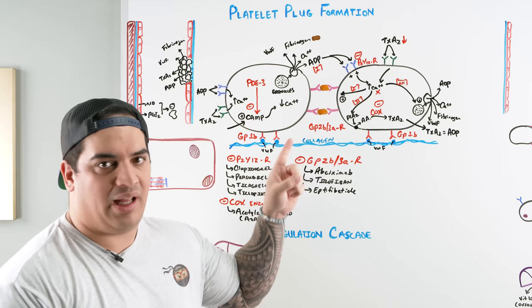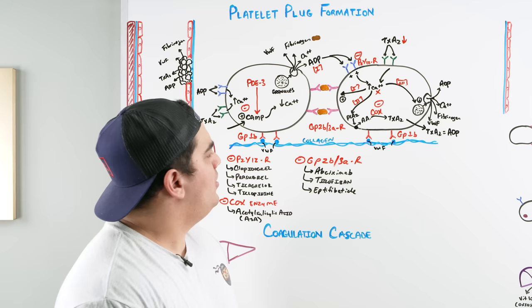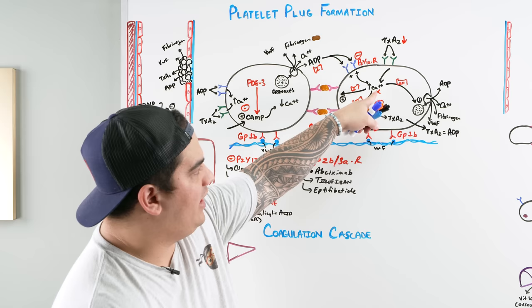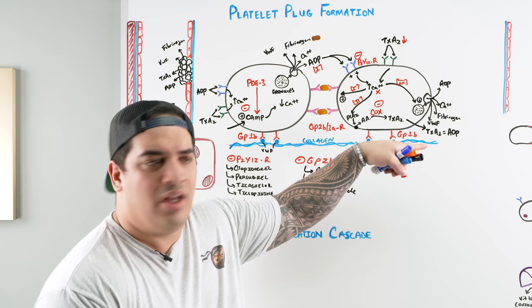One is block the P2Y12 receptor, inhibit the COX enzyme, inhibit the GP2B3A receptor. So what else? Is there another kind of area that I can specifically inhibit? So I've talked about how if I inhibit ADP from binding to the receptors, that inhibits the increase in intracellular calcium. If I inhibit thromboxane A2 formation, that inhibits the intracellular calcium increase. And that's an important concept.